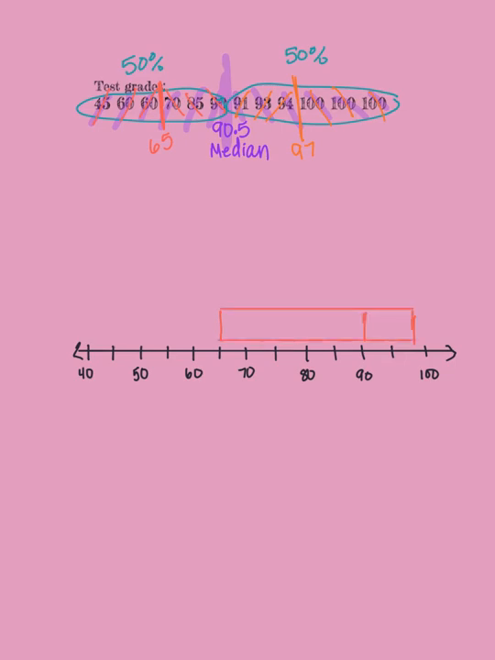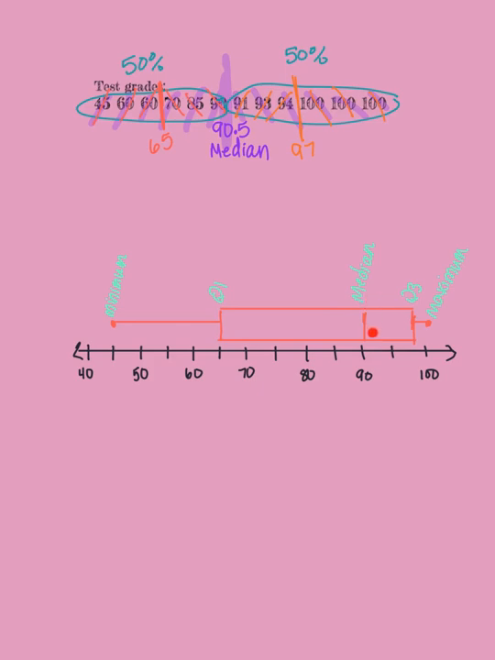Now I'm going to put a dot at the minimum, which is 45, and at the maximum, which is 100. And then I'll connect those to the box. And now I can see that I have my minimum, my quartile 1, my median, quartile 3, and maximum. Now it looks really funny because it's hard to understand that each section is 25% of the data.